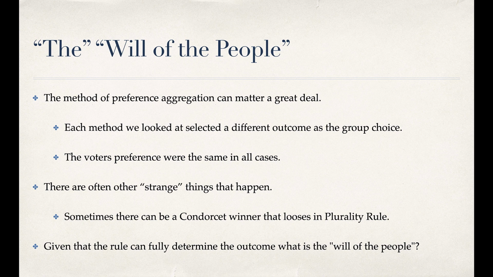Each method we are going to look at will select a different outcome as the group choice. The voters' preferences are going to be the same in all cases, and there are often other strange things that can happen, right? Sometimes the Condorcet winner, the thing that always wins in pairwise, will actually lose in plurality rule.